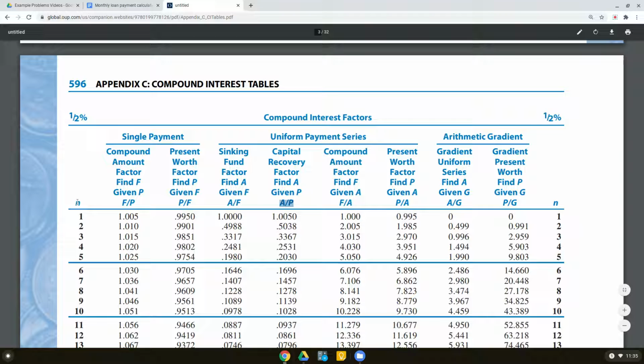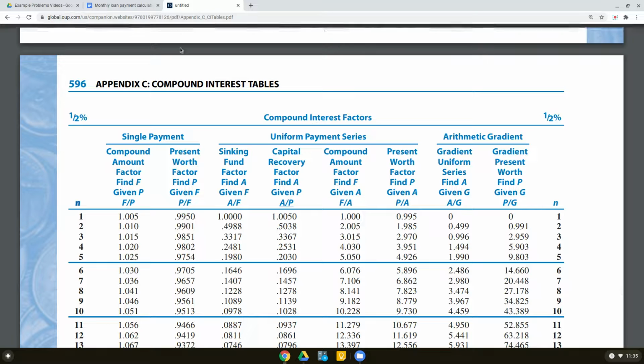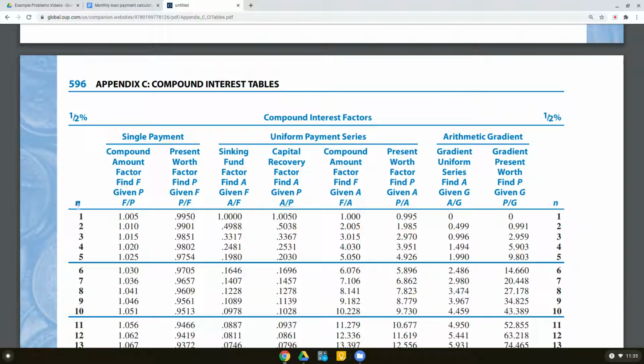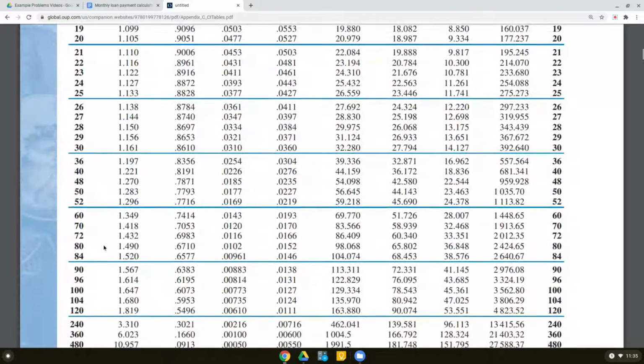But what row should I look at? You will see on the very first column, N is the number of pay periods. In our case, we are doing monthly calculations, so N is equal to 240 months. It doesn't matter for the table. If our problem is in years, you can consider these as years. If our problem is in months, you can consider these as months. You are going to use the same tables, so what unit N is doesn't matter when looking in the table.